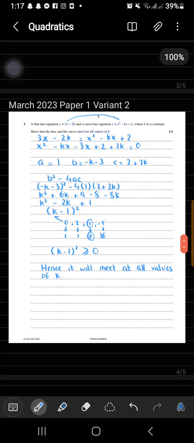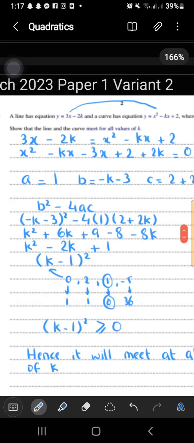Now let's have a look at our solution. There we equated both equations, and through that we formed an equation on which we can apply the discriminant. After applying the discriminant, we got a quadratic equation again, and we did the middle term and factorized it. It became k minus 1 whole square. So anything which is squared can be 0 and can be greater than 0. It is a rule. It can't be negative, but it can be 0.